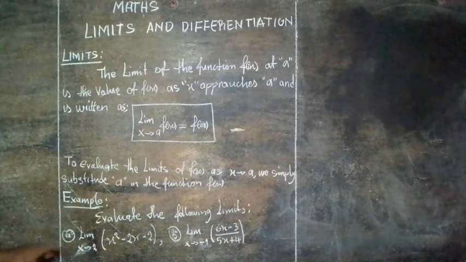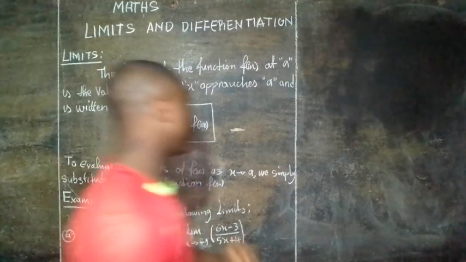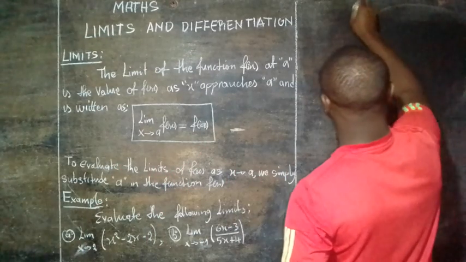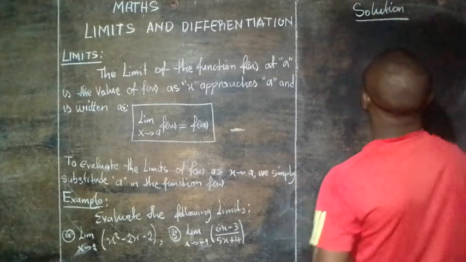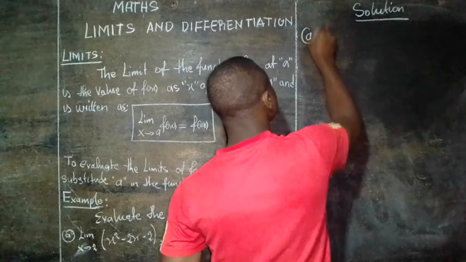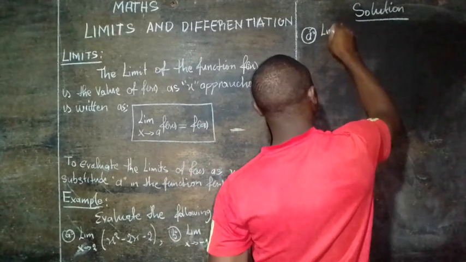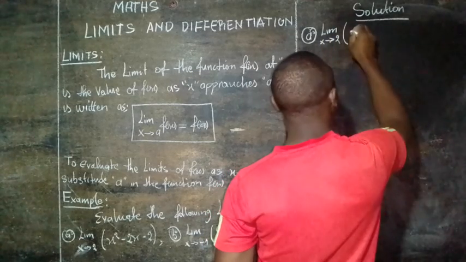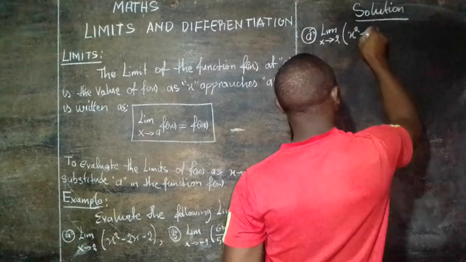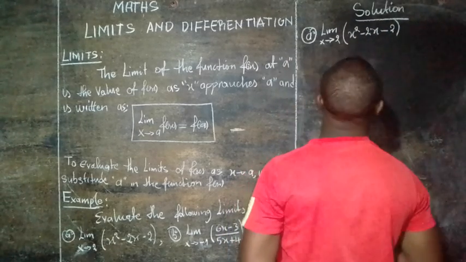We have the first example, which is a: limit as x tends to 2 of x squared minus 2x minus 2. That is our first example. We shall quickly be going to that, but before, you write the solution. Solution. The first example is a. What does it say? Limit as x tends to 2 of x squared minus 2x minus 2. That is our first example, guys.